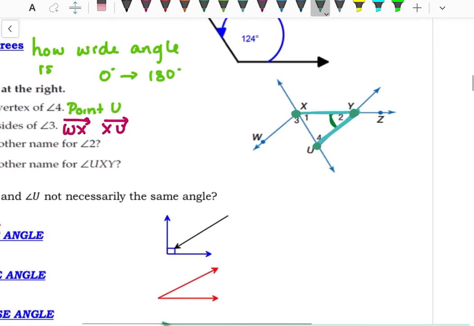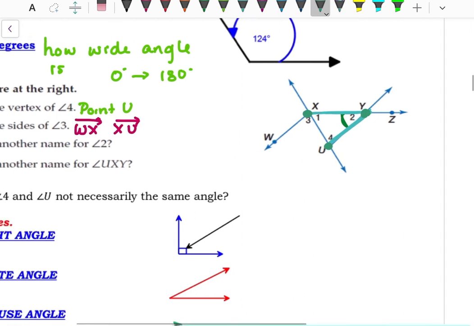So another name for angle 2, I could use naming the 3 letters. I'm going to start by tracing my angle, starting at X and then going to Y, and then from Y going to U. So from X to Y to U. So angle XYU is another name. Or I could reverse that and go angle UYX. That's another name.